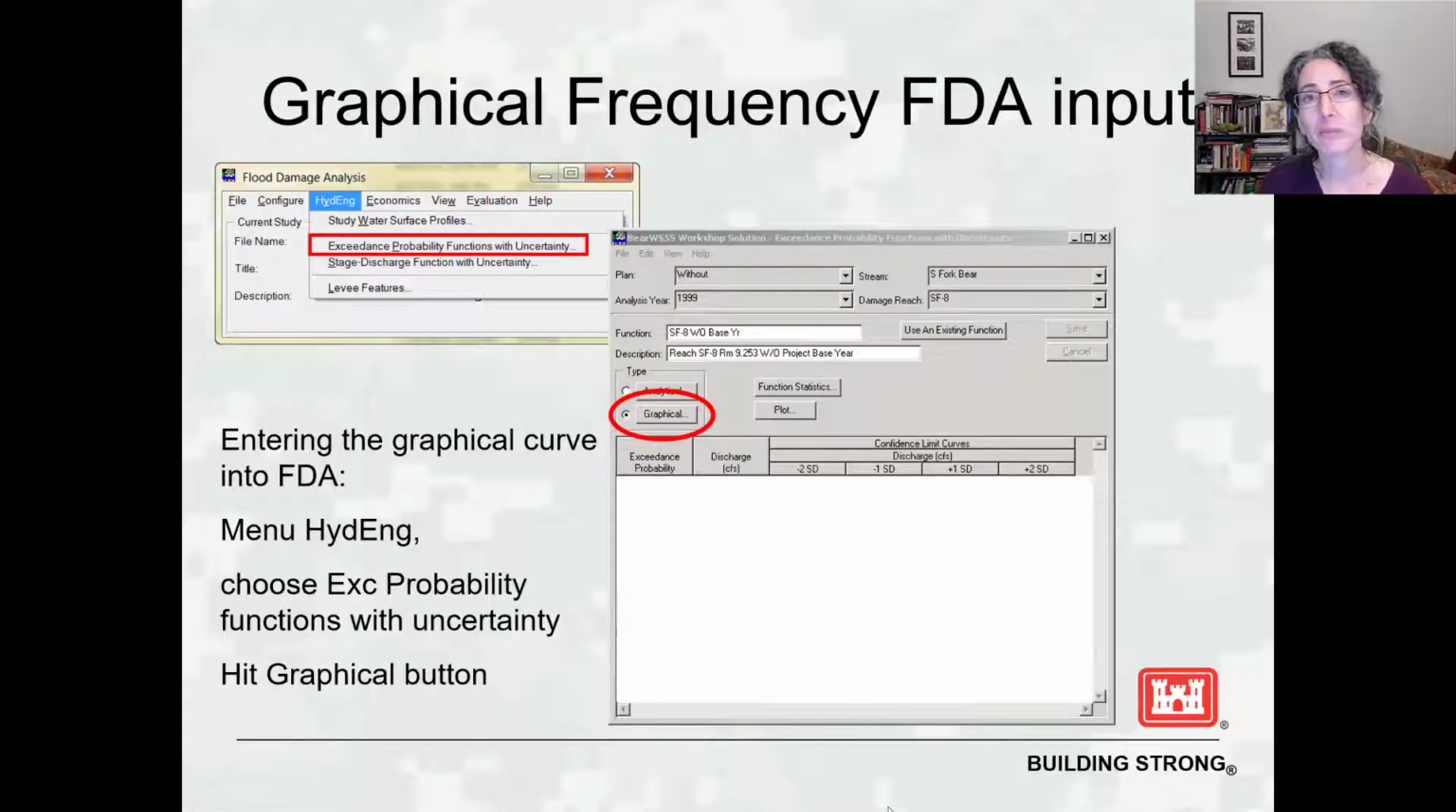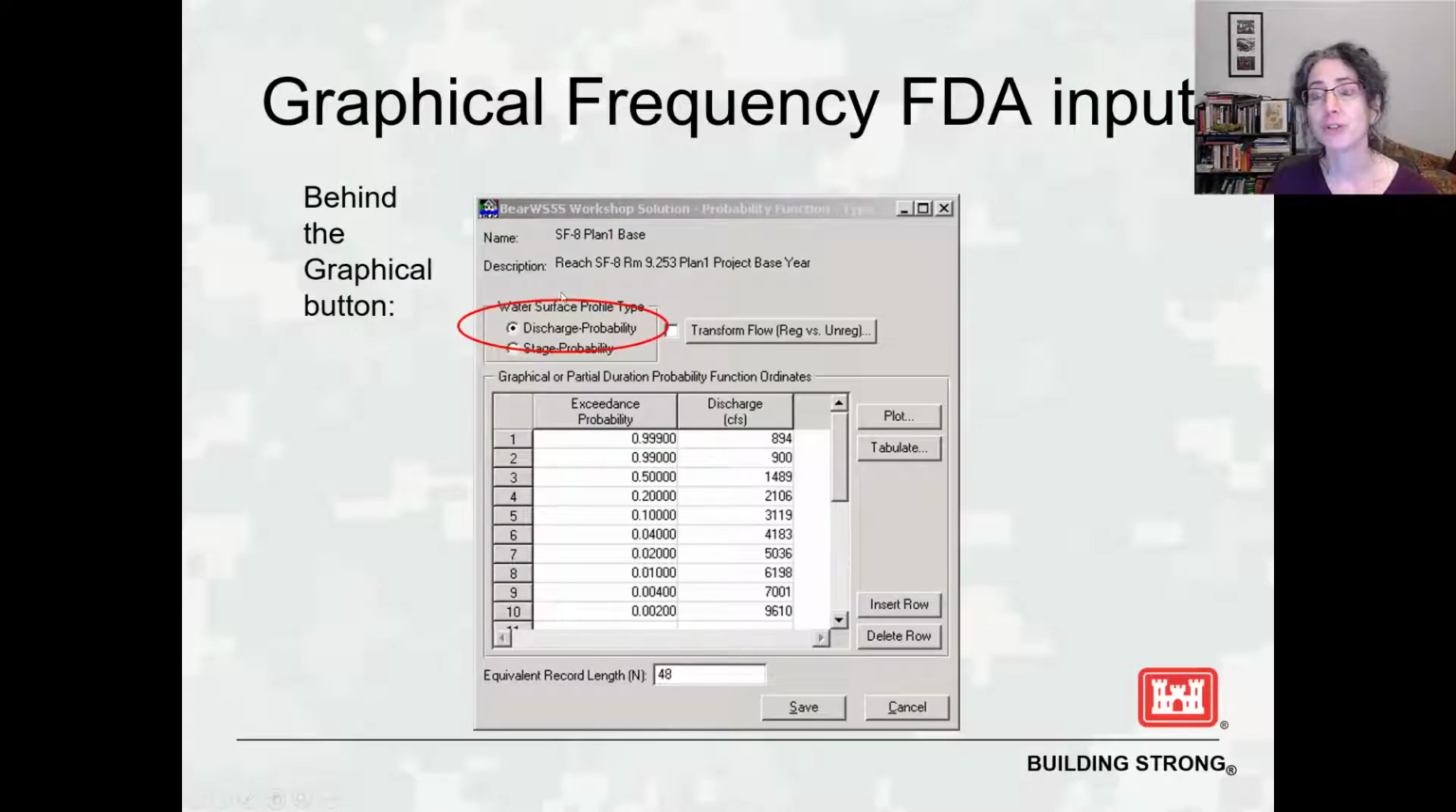If we don't feel that a log Pearson type 3 distribution will fit appropriately, then we enter the information as a graphical frequency curve. So back at the hide-eng menu, we choose exceedance probability functions with uncertainty, but when given the choice between analytical and graphical, we now hit the graphical button. Right? We choose discharge probability, and then we can enter the graphical curve as exceedance probability versus discharge. We type in this table, and then again we enter the equivalent record length to describe our uncertainty.